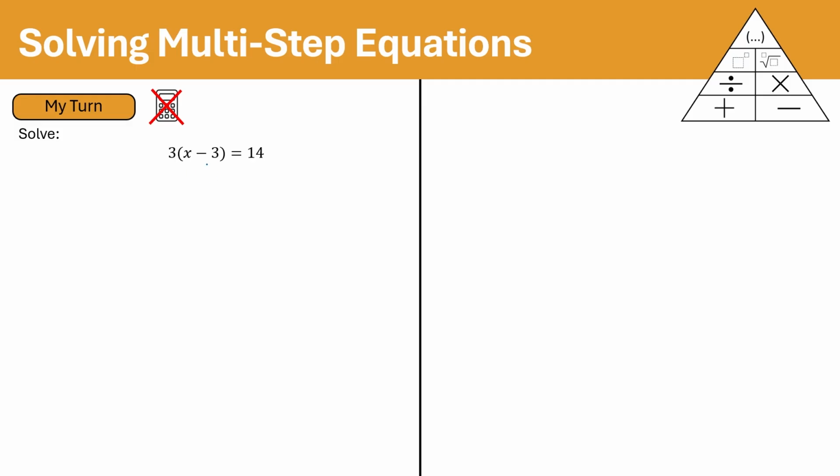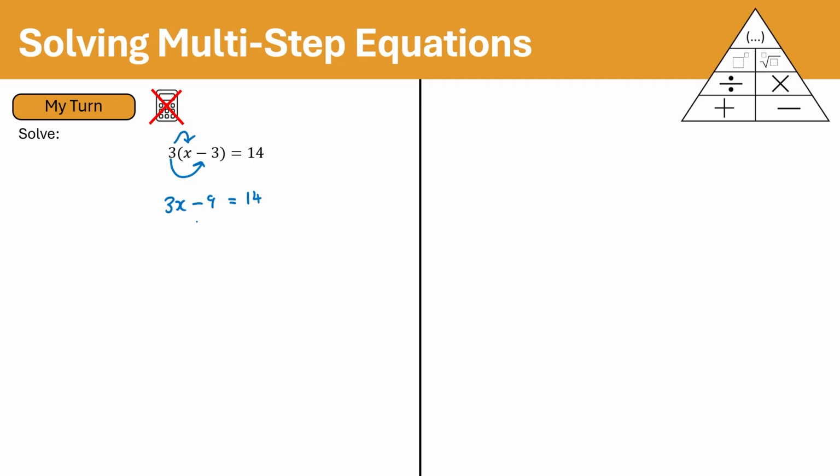Okay, our next example involves some brackets, and in previous lessons we've seen how we are able to divide both sides by 3, and that would leave us with x - 3 is equal to 14 over 3. But since 14 is not divisible by 3 to leave us with a whole number, we're actually not going to use this method in this example. Instead, what I can do is what's called expanding my bracket. That means I'm going to multiply 3 by x and multiply 3 by negative 3. 3 multiplied by x is 3x, 3 multiplied by negative 3 is negative 9, and that's equal to 14.